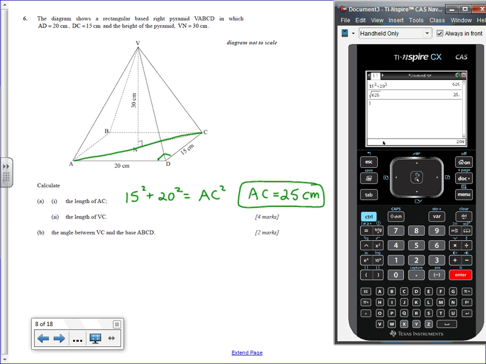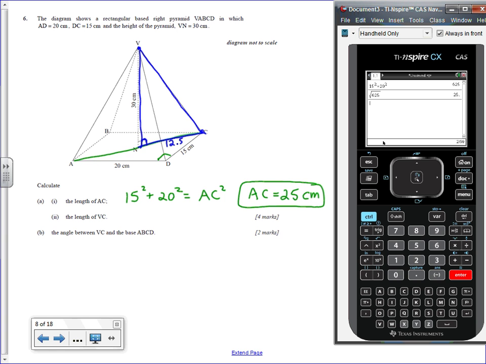Second part asks us to find VC, and that's from the apex of the pyramid down to C. There's a few ways that we can do this. I will use this right triangle, VNC. I think this is going to be the best way. Knowing that there's a right angle there, knowing that VN is 30, and MC is half of the base, or half of the diagonal that we just found. So since that's 25, then this must be 12 and a half, 12.5.